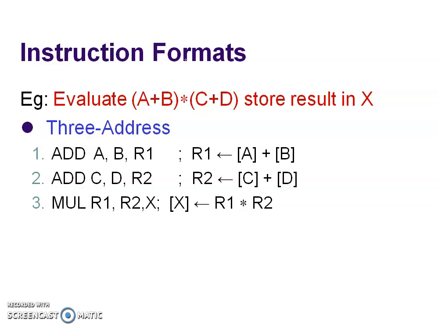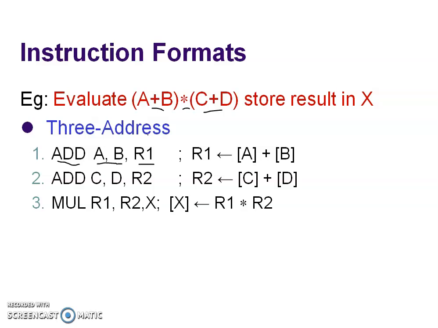So here 3 operations are performed: A plus B, 1 addition, C plus D, second addition, and the results of those 2 expressions will be multiplied. So for that, in case of 3 address instruction, first you can just use the opcode followed by the operands, that is A and B, as given in the expression itself, and the result you can store in one register so that the result can be used later. So R1 will be stored with the added content of A and B.